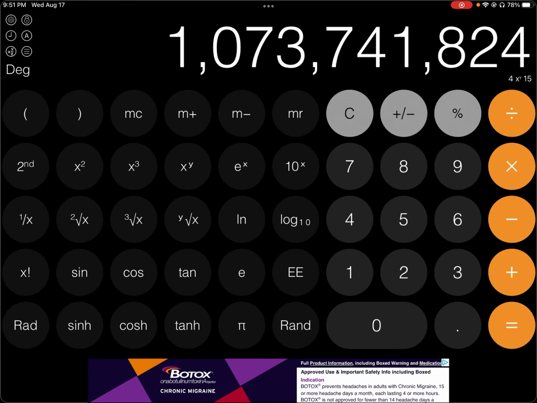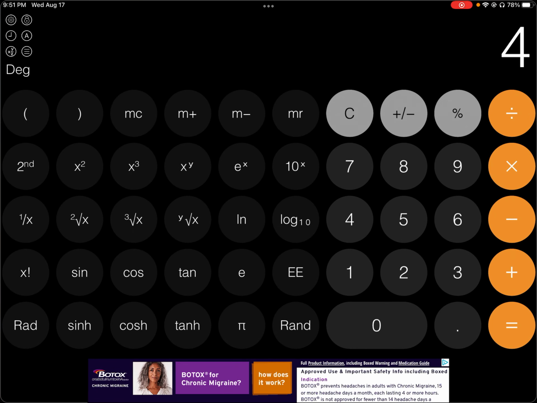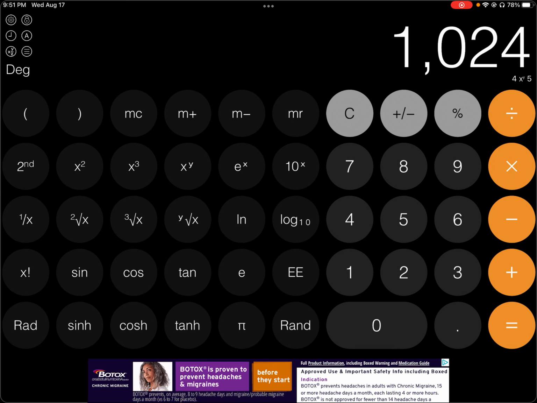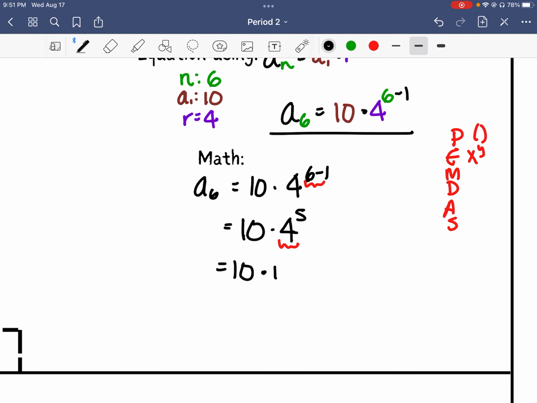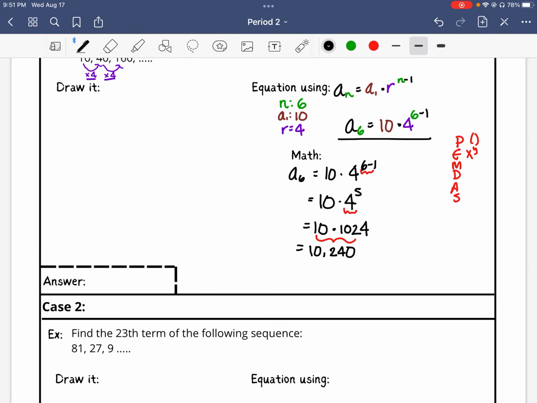So we come over here to the calculator. We have 4 to the 5th power, which is 1,024. Our last step is to multiply 10 times 1,024, and this is going to give you 10,240. So if we kept going with our list, the 6th term would be 10,240.